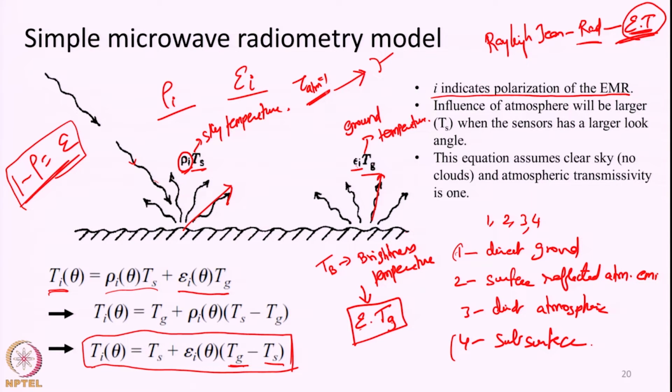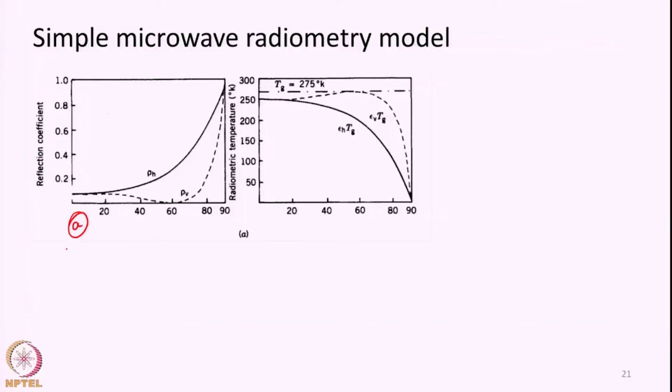Just to show how emissivity or the brightness temperature varies with the incident angle or the polarization, we have given 2 simple plots. We will have a brief look at them. The plot on the left side, we will label it as figure A.